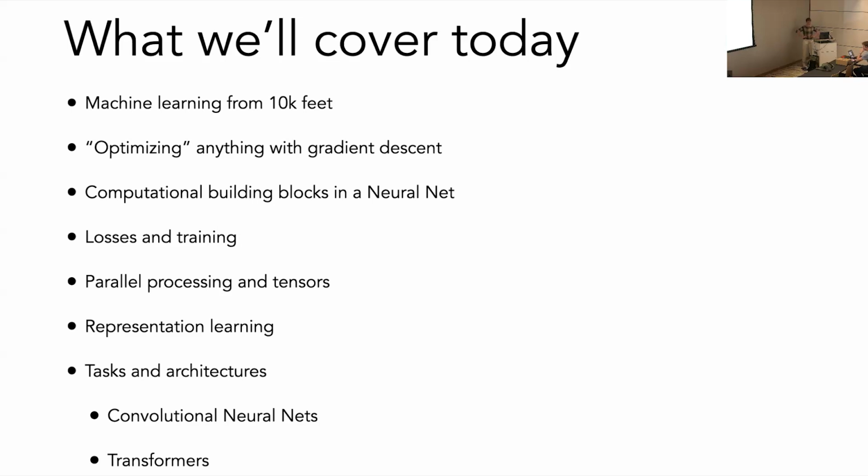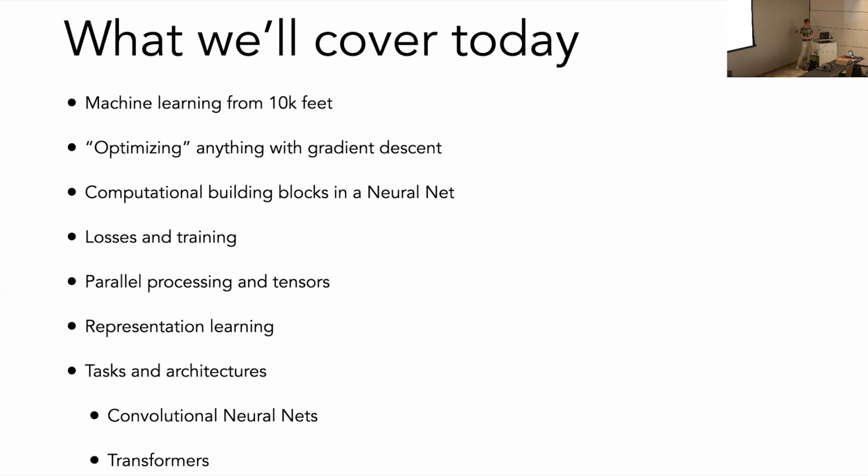We'll talk a tiny bit about parallel processing and introduce the concept of a tensor, which sounds fancy, but is literally just a matrix with more than 2 dimensions. We'll talk a bit about the concept of representation learning, what that means, and when we talk about things like embeddings, what are we talking about? And then right towards the end, I'll introduce a bunch of different computer vision tasks and wax a little bit philosophical about why we have different machine learning architectures, and then go into some detail on specifically CNNs and transformers.